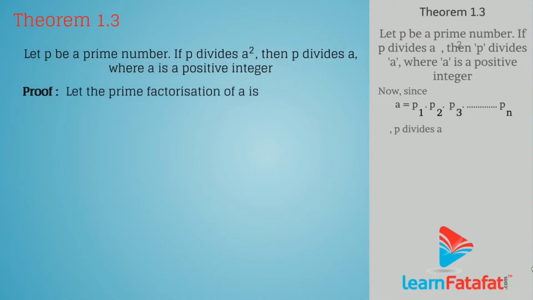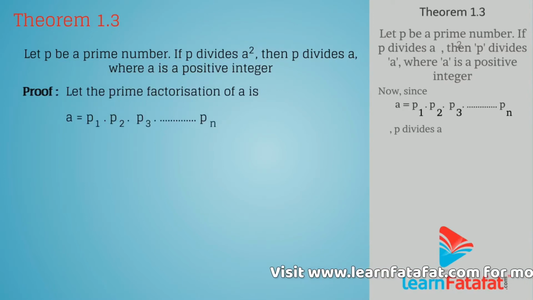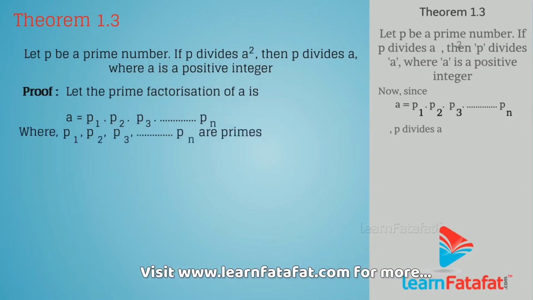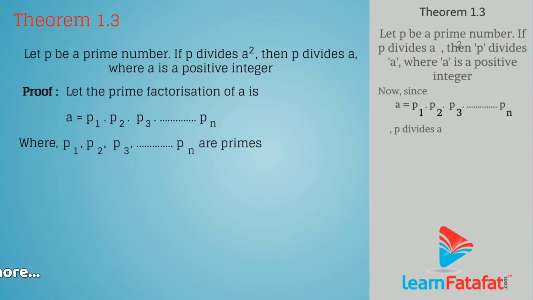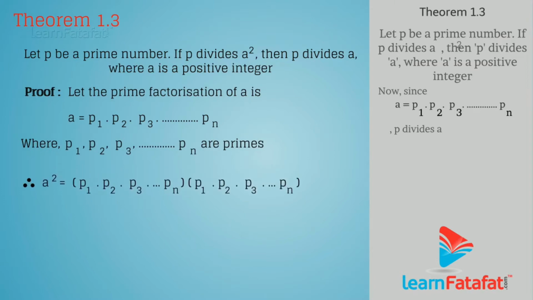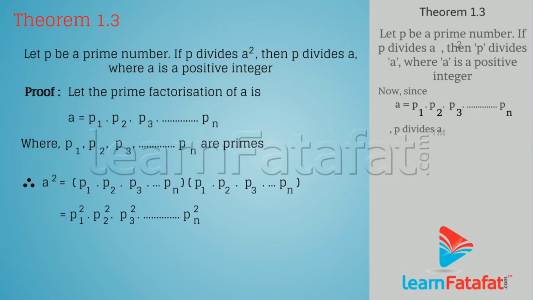Proof. Let the prime factorization of A be equal to P1 into P2 into P3 till Pn, where P1, P2, P3 till Pn are primes. Therefore, A square is equal to P1 square into P2 square into P3 square till Pn square.